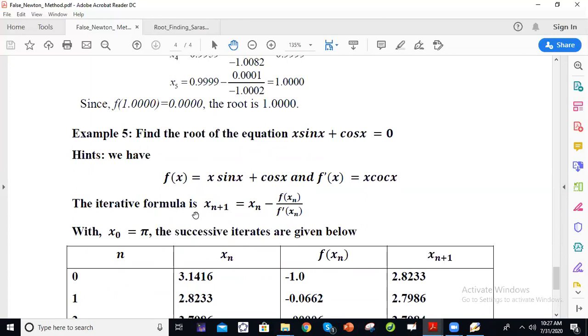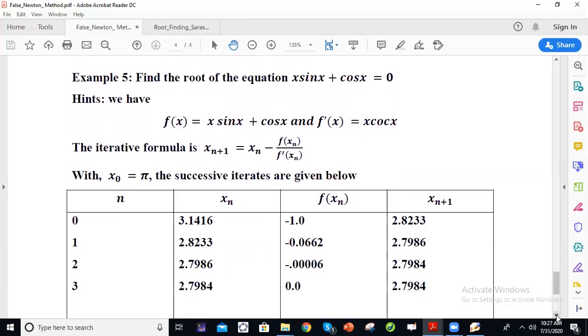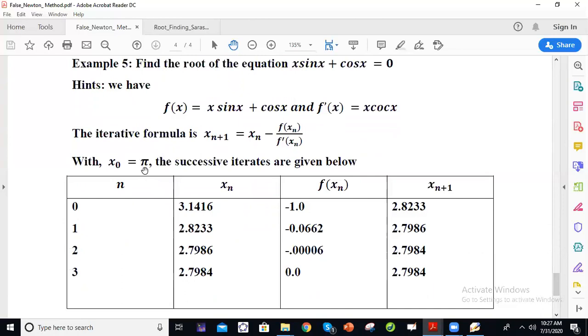The iterative formula is, as written before, x(i+1) equals xi minus f of xi over f dash xi. I have written n. n equals what? n equals 0, 1, 2, 3, 4 and so on. We repeat until we get the desired accuracy. Let's say x0 equals pi. The successive iterations are given below.